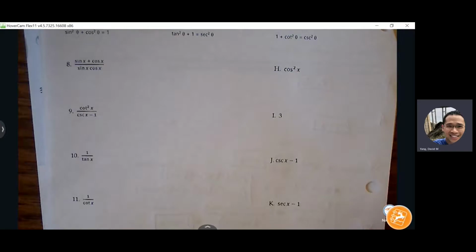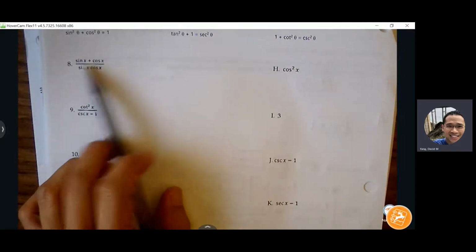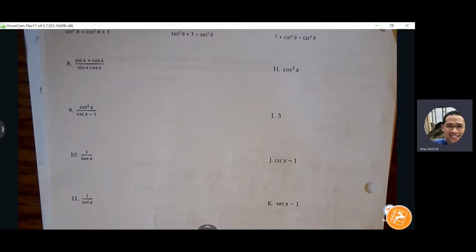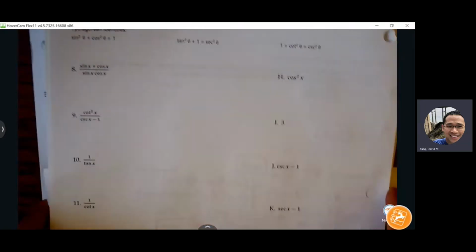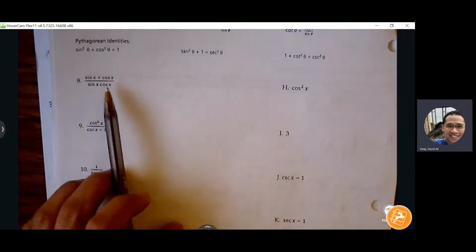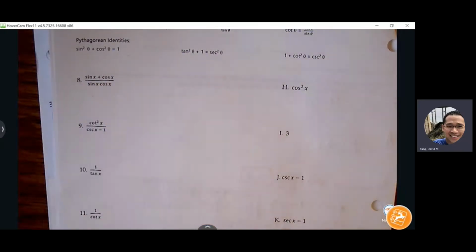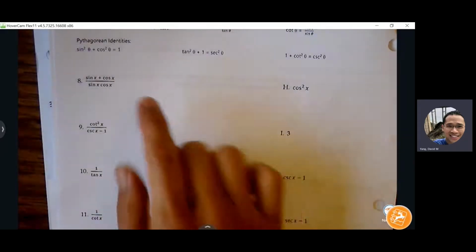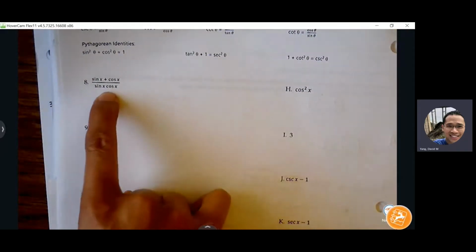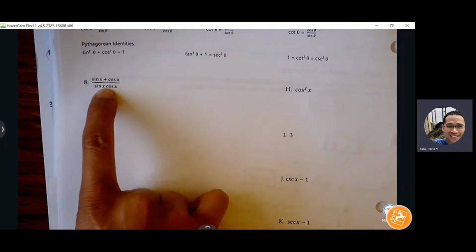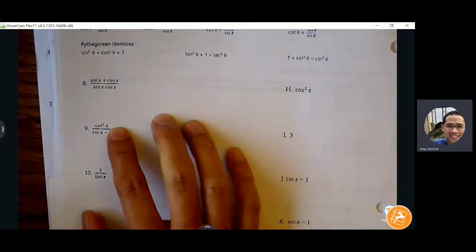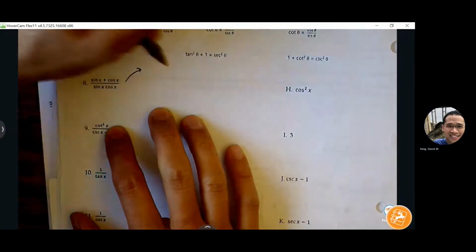We got sine x plus cosine x over sine x cosine x. Notice that there's no exponent, so we know it's not going to match with any of these Pythagorean identities. But maybe we can split this into individual fractions. We can separate them into smaller parts and then work on them individually. We can always do that if there's only one term in the denominator. So I'm going to split this up into 2 fractions here.